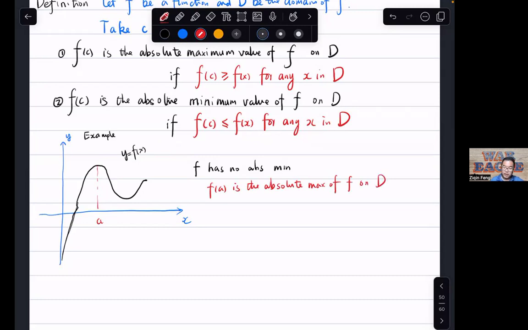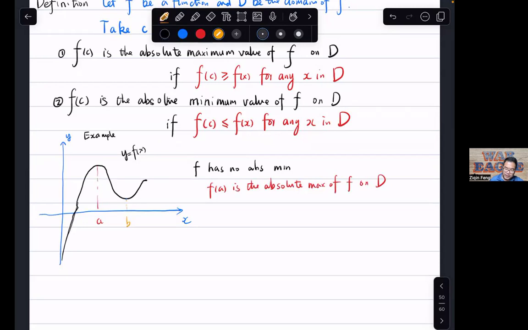And there are other special points. For example, here, let's call that point b. And f of b is not the absolute minimum because there are some function values less than f of b. But if you look close to b, that's a minimum around b, right? So this is like a local minimum. So those are some critical points we have to pick up.